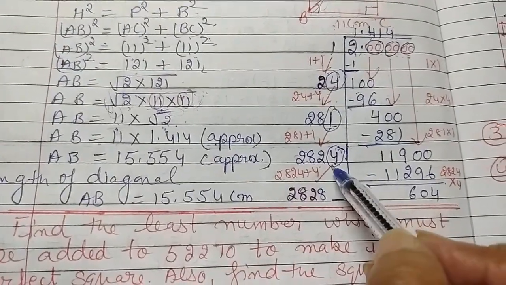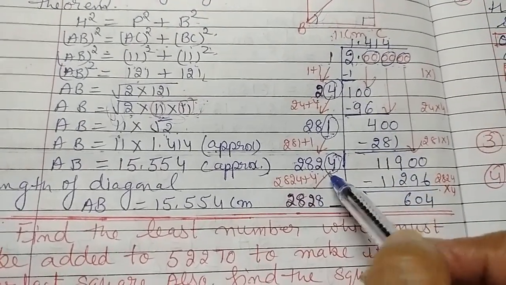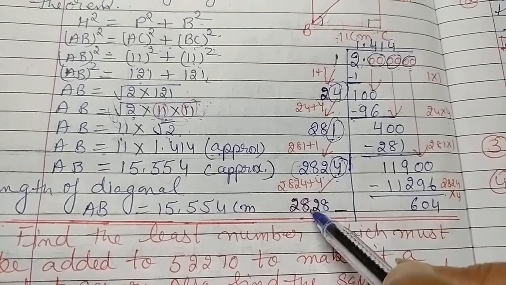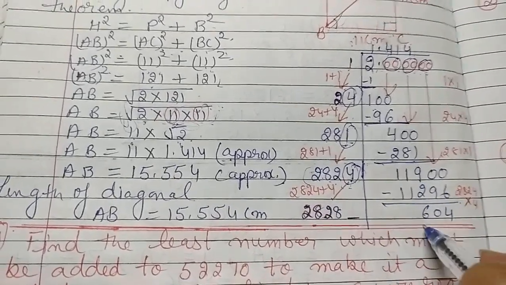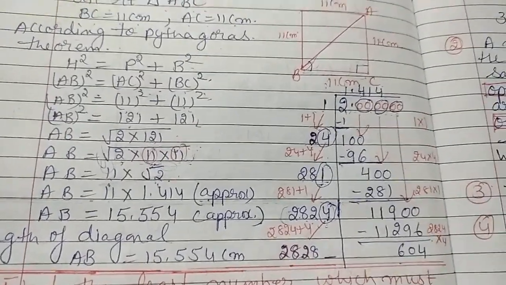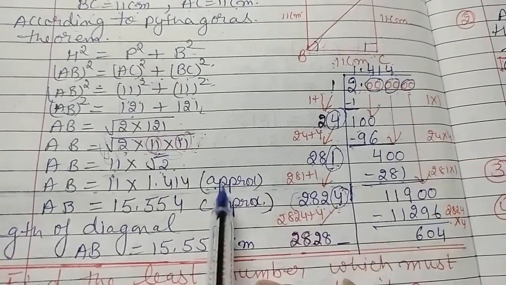Similarly, next number we take as 4. 4 you have to write here. Then this whole number here multiply by 4, and for the next add 4. This gives you remainder 604. So that means that goes on endless. So we stop at that point and we write the approximate value with that.